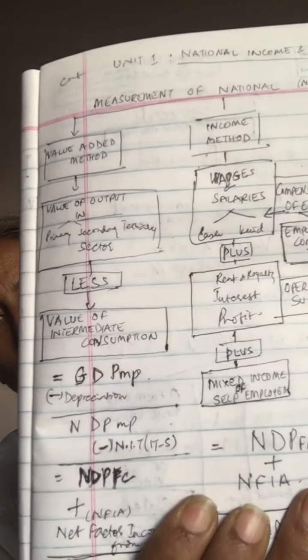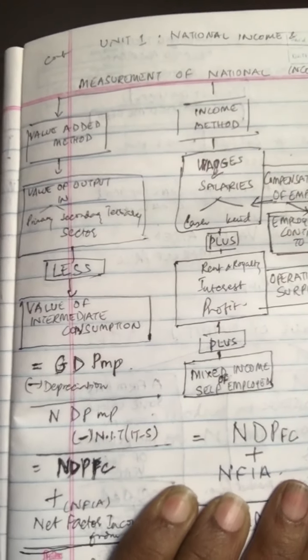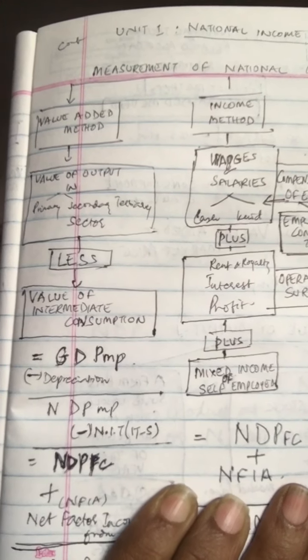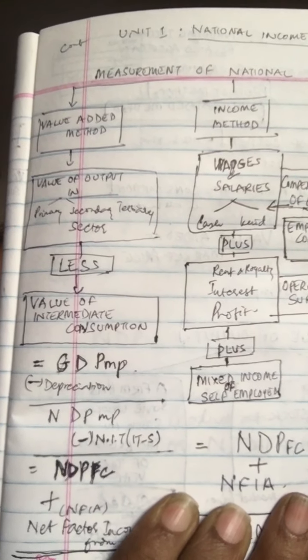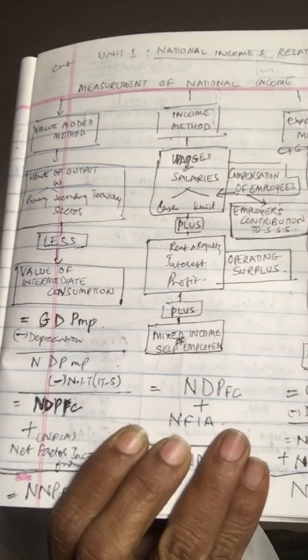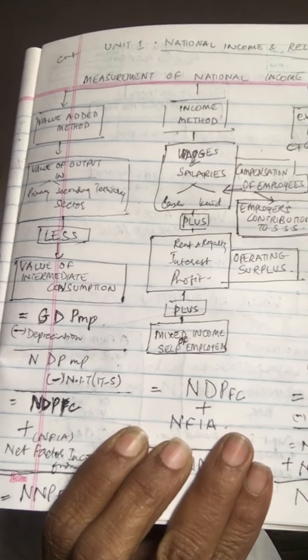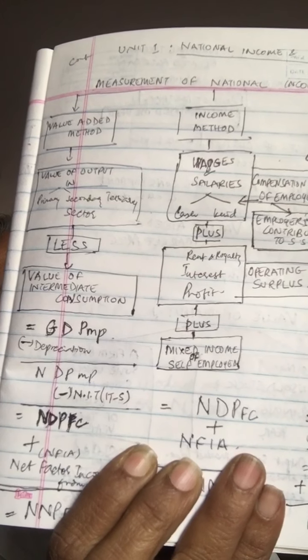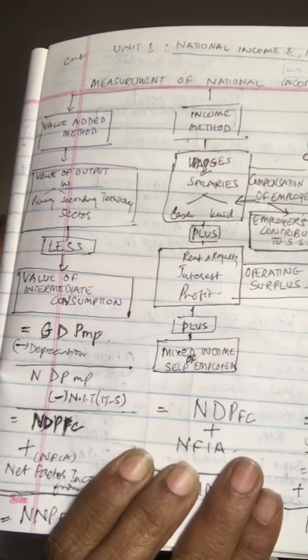You can just see. The aggregate that you come up with is first GDP MP, and then after the three cardinal formulae that we followed, what we get is NDPFC, and to that we add NFIA, and that's how we get net national product at factor cost, which is the other name for national income.